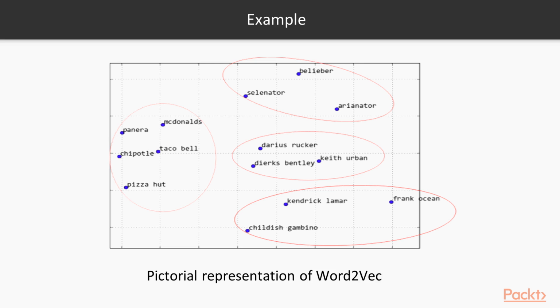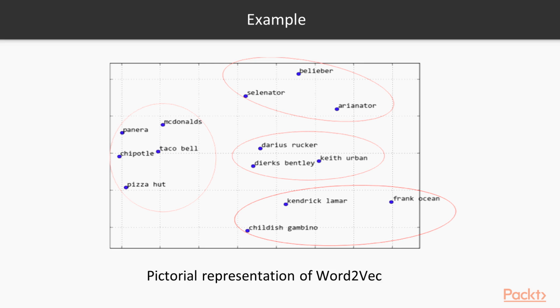of Word2Vec. So as you see here, we have a set of words which are similar placed close to each other, while the others are placed away from each other. For example, we have the set of food chains like McD, Taco Bell, Chipotle, Pizza Hut placed on the left-hand side and they're all close to each other. But they're obviously far away from other vectors like Darius Rucker, Keith Urban, or Childish Gambino, or Selena, and so on, because these are a different set of words which are interrelated to each other.